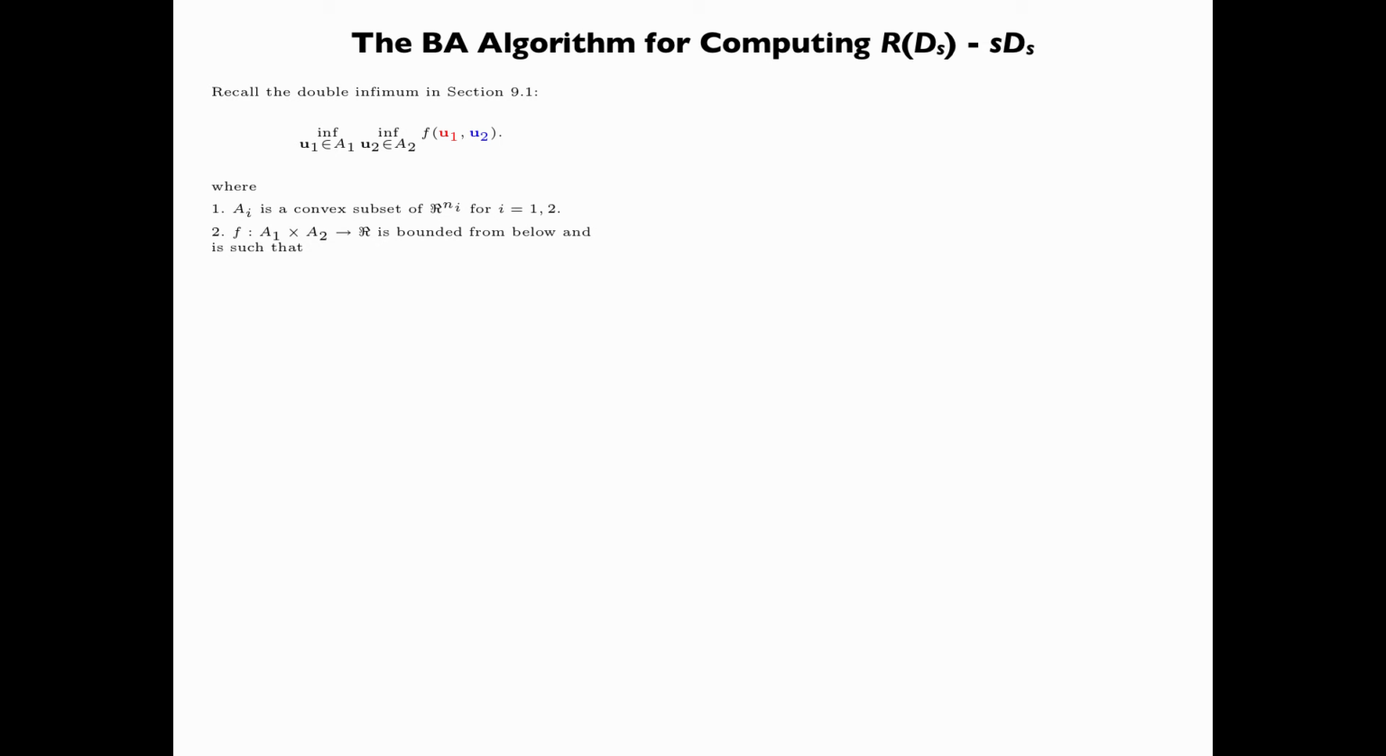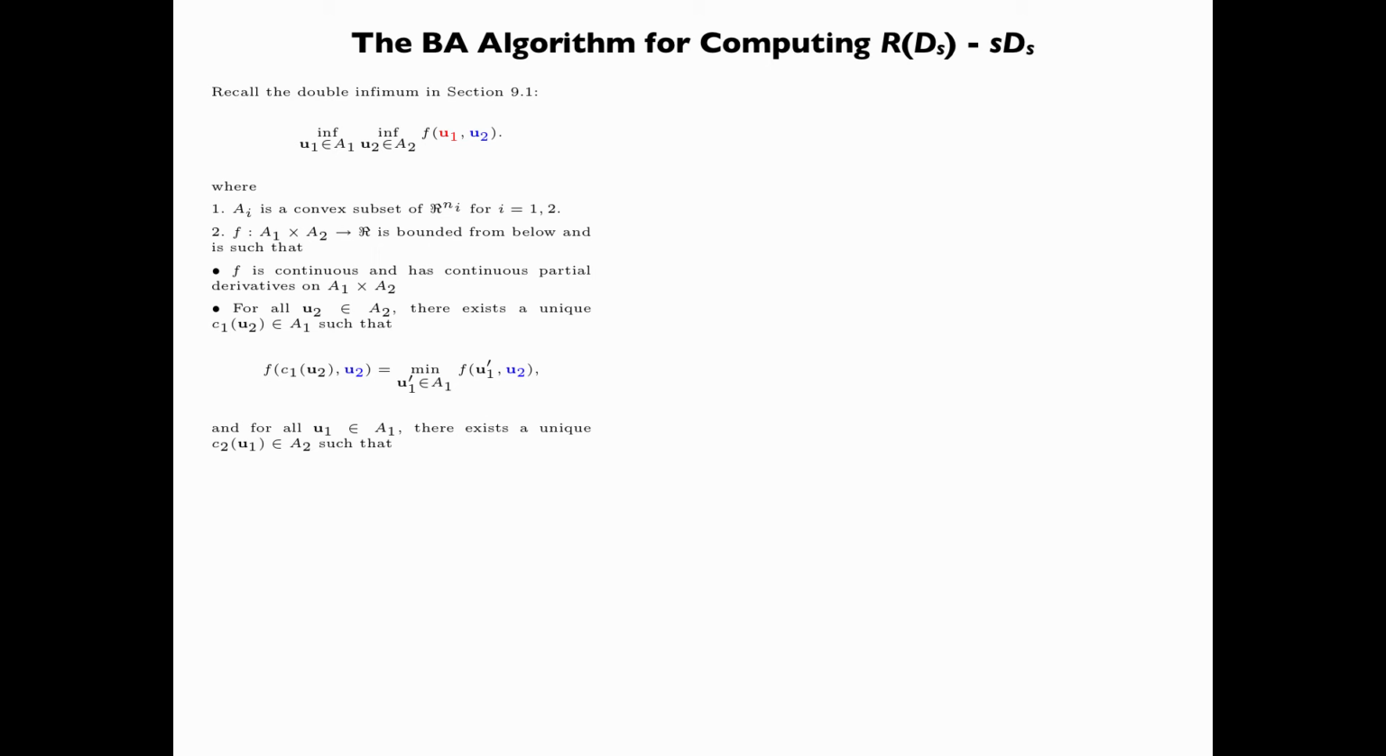f, a function from A1 times A2 to R, is bounded from below and is such that f is continuous and has continuous partial derivatives on A1 times A2. For all u2 in A2, there exists a unique u1 in A1 that minimizes the value of f. And for all u1 in A1, there exists a unique u2 in A2 that minimizes the value of f.